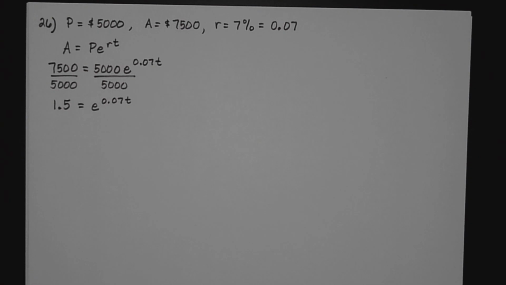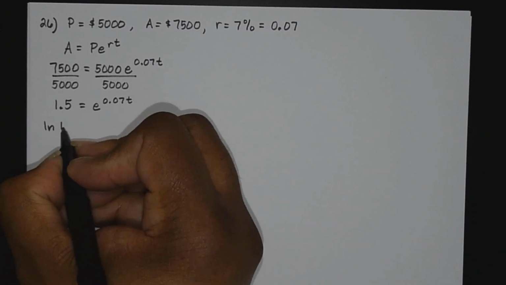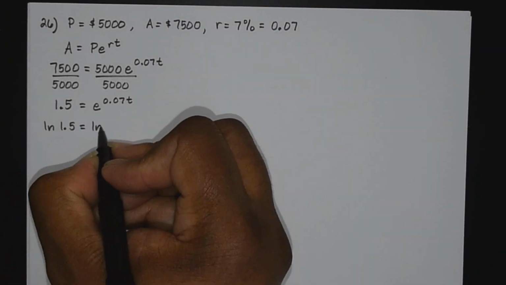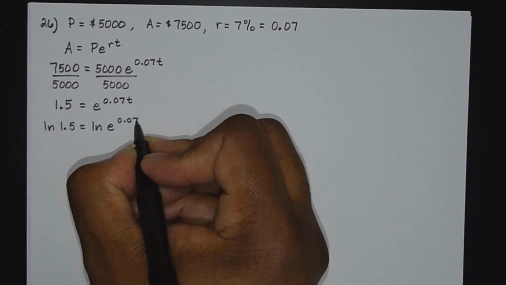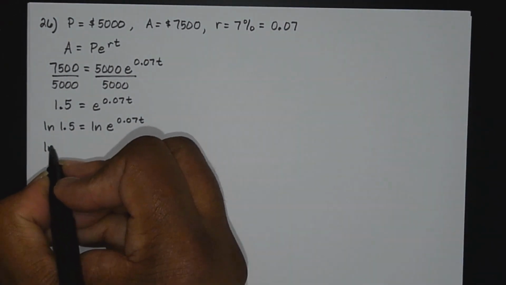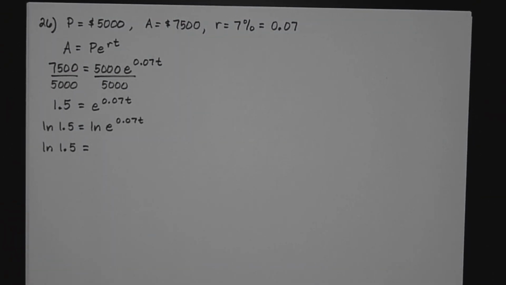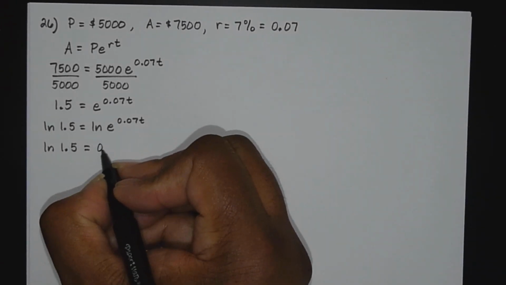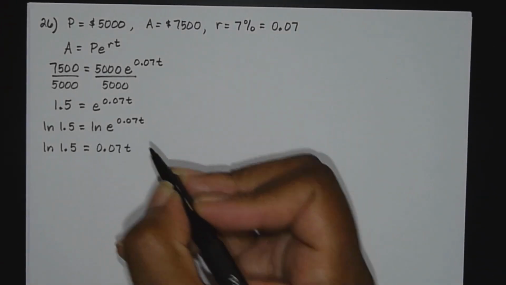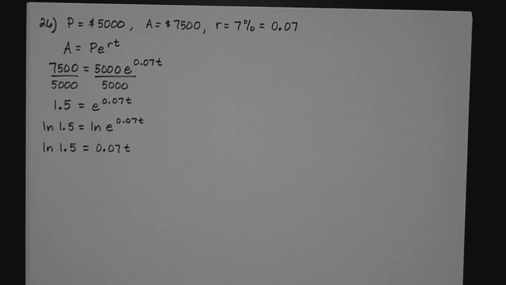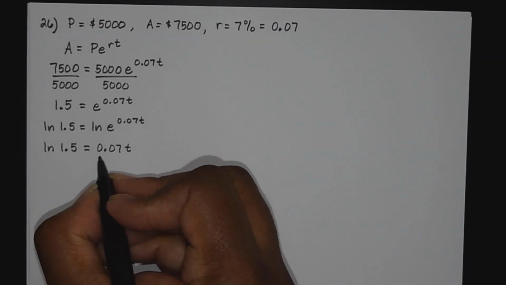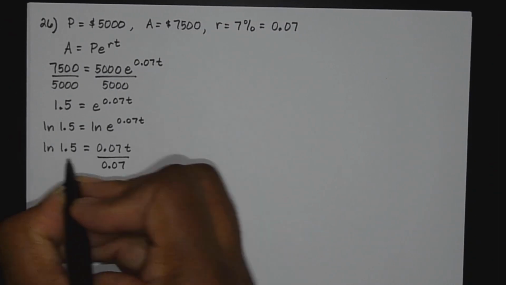And then since e and the natural log are inverses of each other, I can take the ln on both sides of this equation. I'm taking the natural log on both sides. So I have ln of 1.5 on the left side. That's equal to, and there's a property that says if you have ln of e to whatever your exponent is, it's going to be that exponent. So ln of e to the 0.07t will be 0.07t. And then to get t by itself, we divide both sides by 0.07.